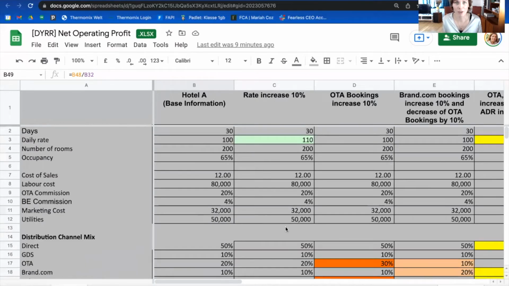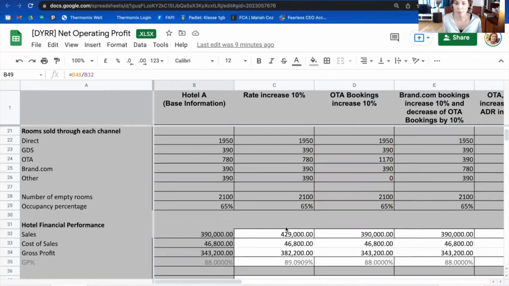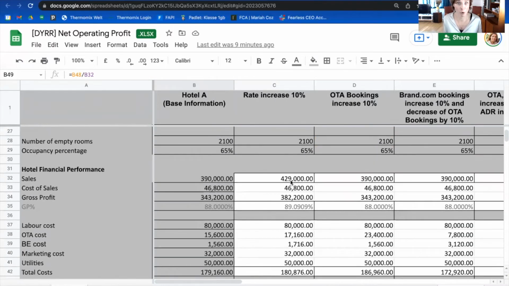So scenario number one. We're going to increase the price for all distribution channels, all reservations by 10%. So it's very simple. We have earned 10% more, but the cost of the room is the same. So what has just happened? We have increased the selling room rate by 10%, but actually our gross operating profit has increased only by 1% and a few cents on the top here.